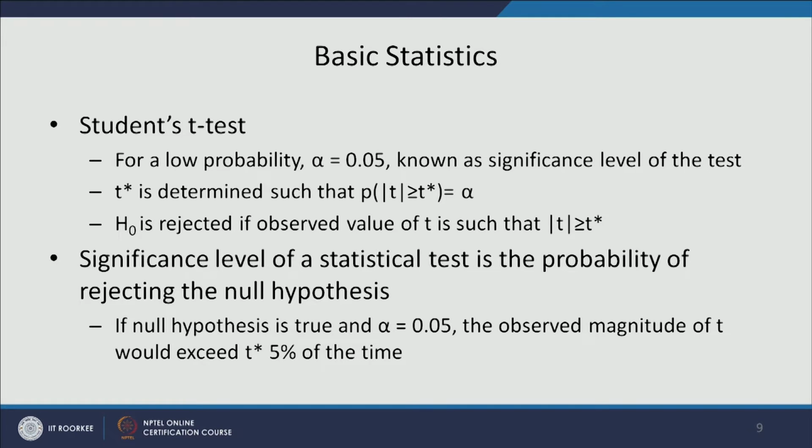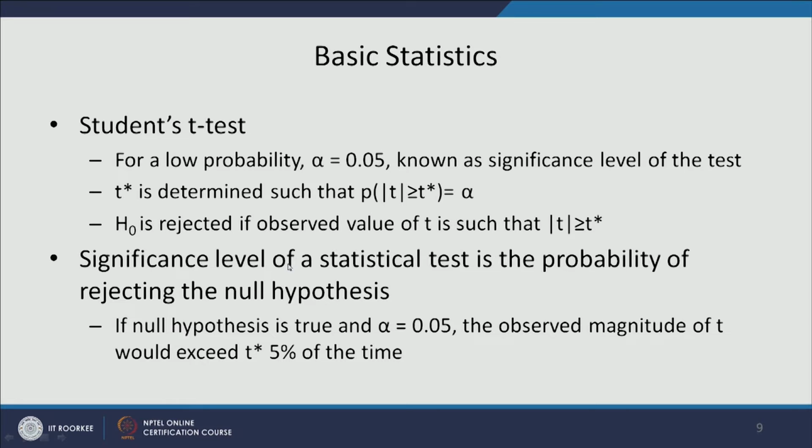You can see t asterisk is determined such that the probability of absolute t greater than or equal to t asterisk is alpha, which is 0.05 for example. And the third point is that the null hypothesis is rejected if the observed value of t is such that the absolute value of t is greater than or equal to t asterisk.